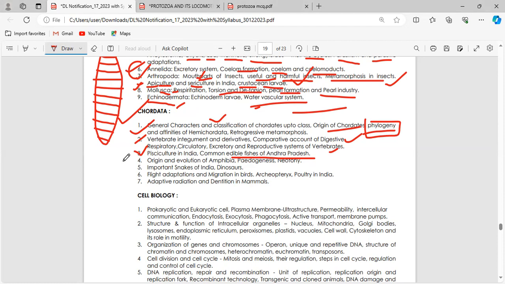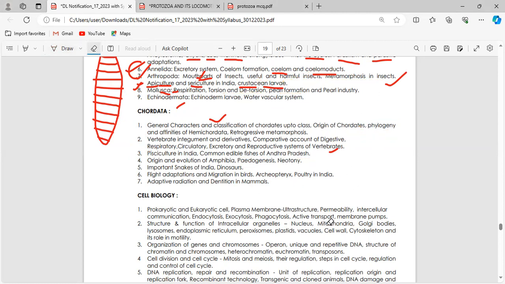Okay. Now, origin and evolution of the amphibia, pedogenesis and neoteny. See, you have to read the general characters and classification of amphibia. After reading that, you have to read what pedogenesis is and what neoteny is. Neoteny and pedogenesis are followed only in the amphibia. What is axolotl, everything will be discussed in the amphibia.